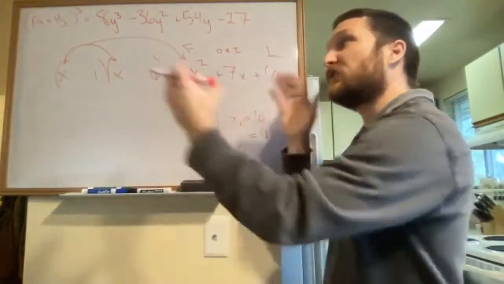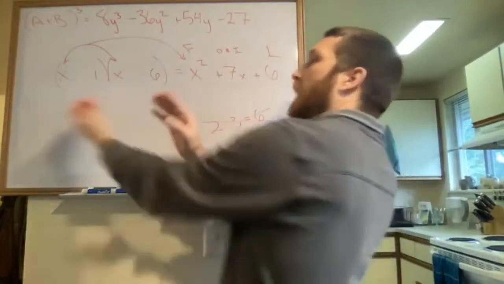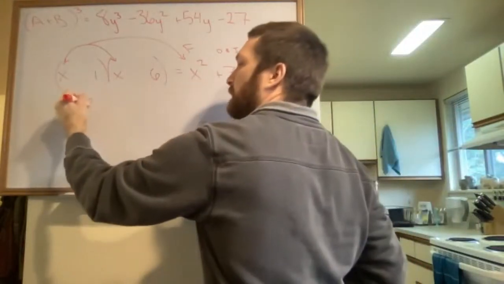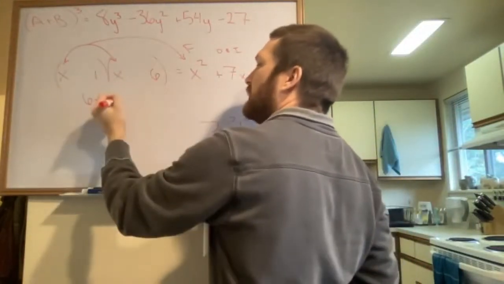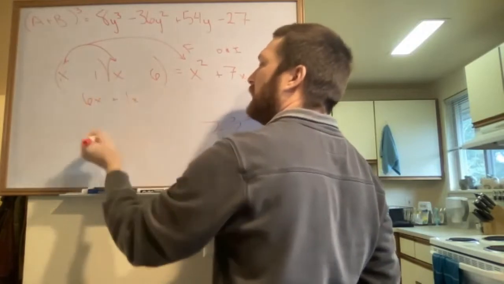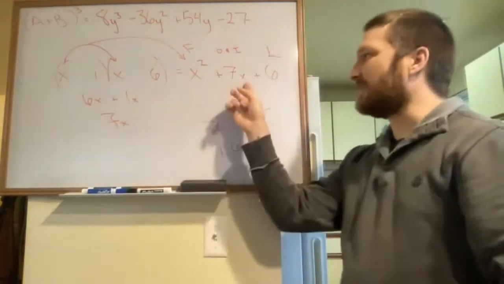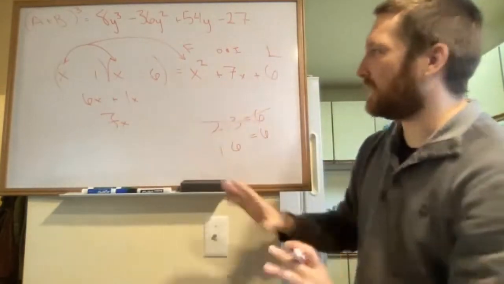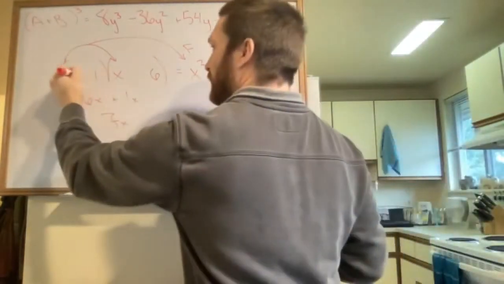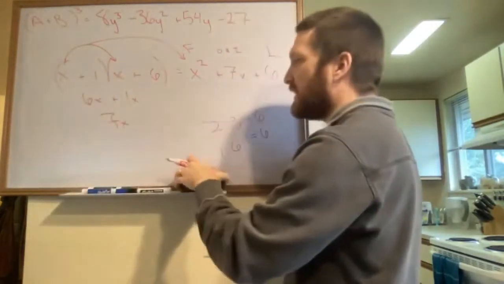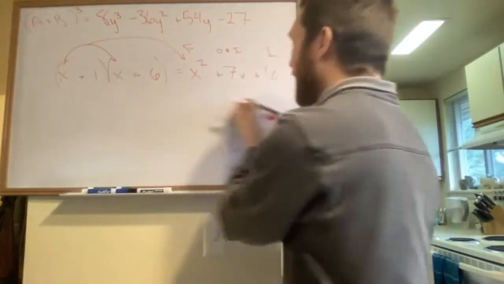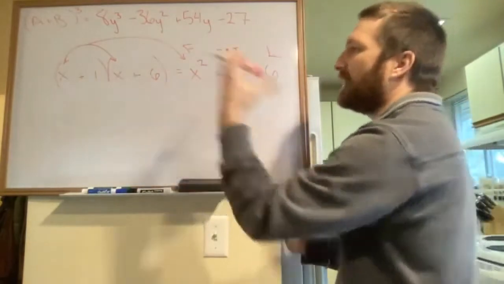Okay, we're good. Now let's check the outer and the inner. Outer gives me 6x. The inner gives me 1x. Together, I get a total of 7 x's. 7 x's is what I want. And now I'm going to double check everything and make sure that when I actually FOIL this out, I get what I'm supposed to.